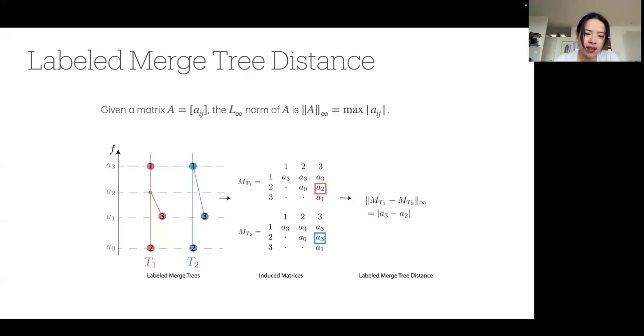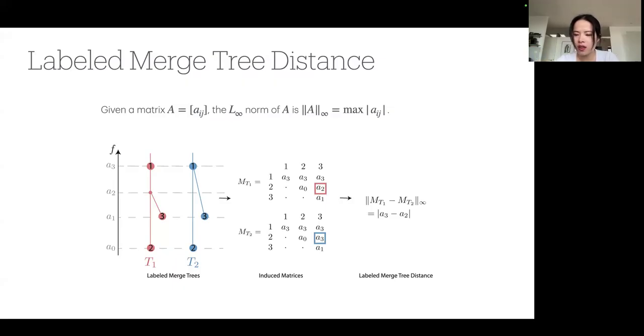Right, in this example, all I did to get T2 was to move the merge point of vertices labeled 2 and 3 from the height a2 to a3. So naturally, that is the only entry that changed in my induced matrix. So when I take the difference between these two induced matrices and take the L infinity norm, naturally I get the absolute value of the difference between a3 and a2 to be my labeled merge tree distance.